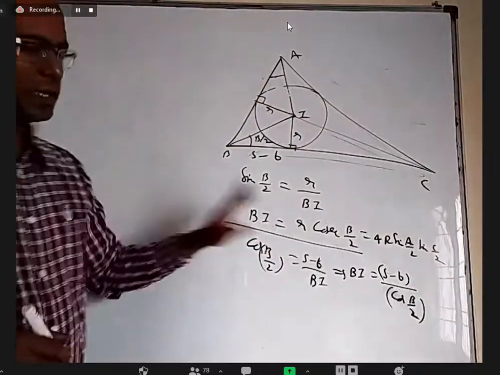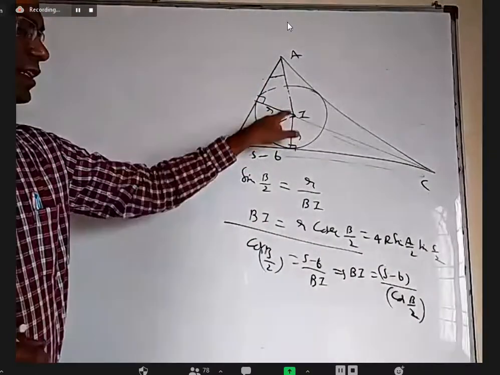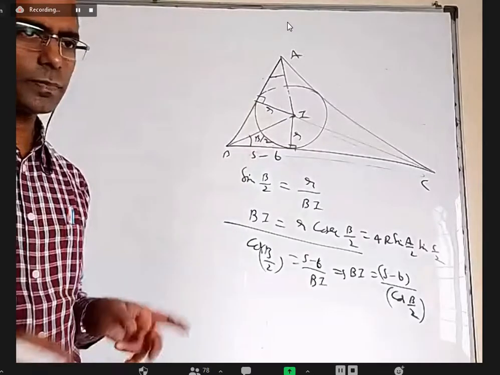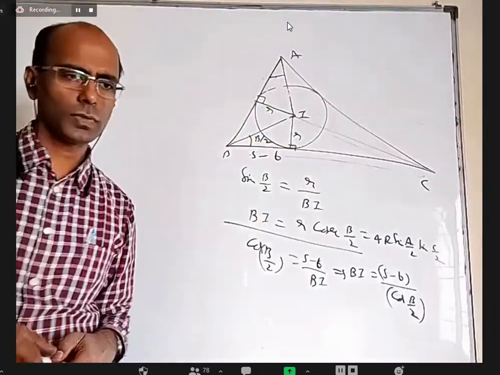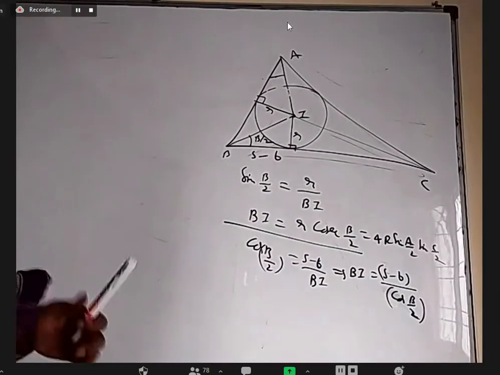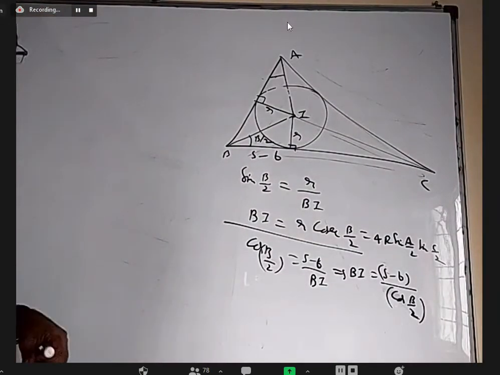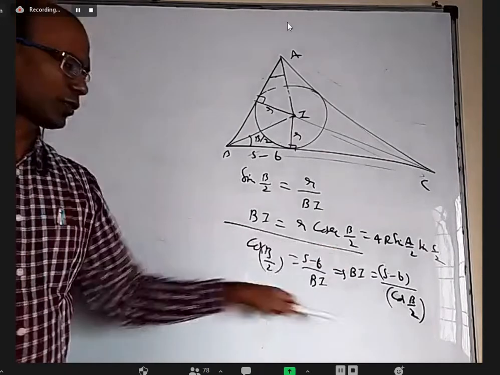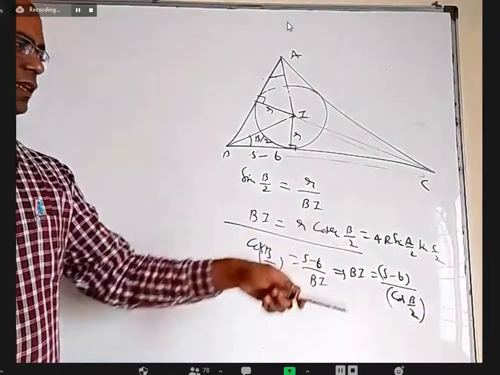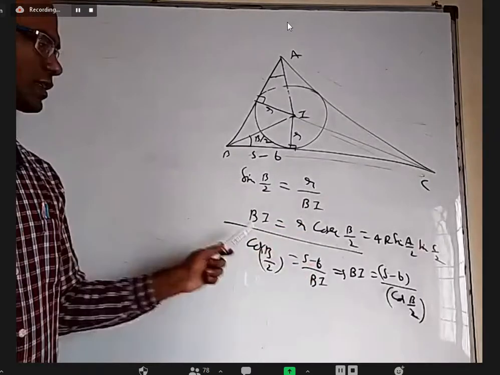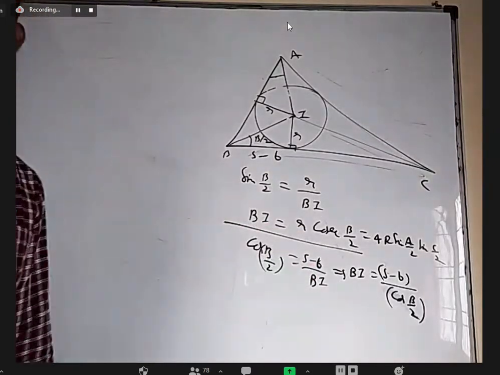So from the incenter, the perpendicular distances to all three sides are r, and the distances to all the vertices are these. This may not be so important to remember, or any one of them you can derive whenever. If A is there, similarly you can tell what AI is, R cosecant A by 2. What is CI? It is R cosecant C by 2.